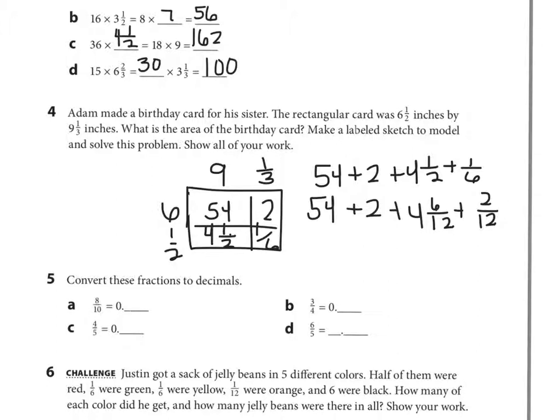54 plus 2 is 56. Plus 4 is 60. And then we have 8/12, which I know is the same as 2/3. So my answer here, my sum, is 60 2/3 square inches.